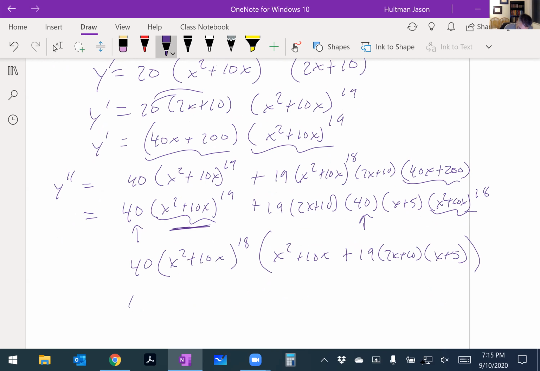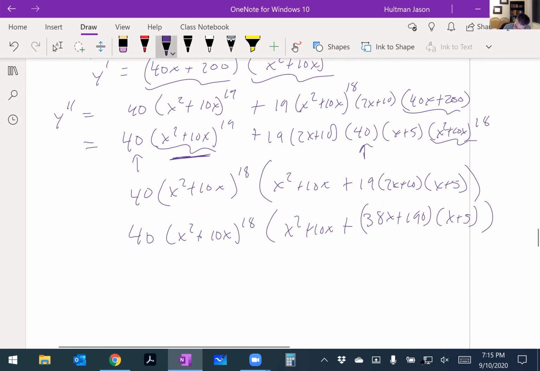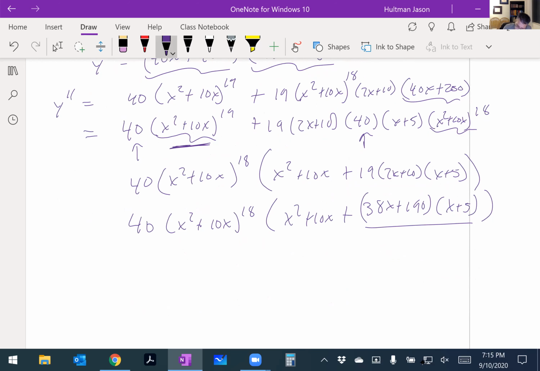So this thing becomes 40 times x squared plus 10x to the 18th power times x squared plus 10x plus, this is going to be 38x plus 190. Oops, no, that's not what I want. I could have done it that way, I guess. 38x plus 190 times x plus 5. So I have to multiply this out, FOIL that out.